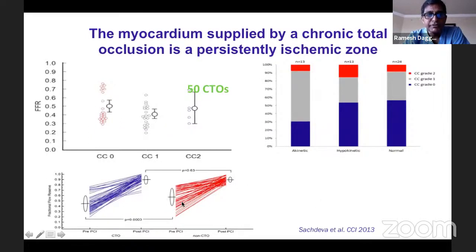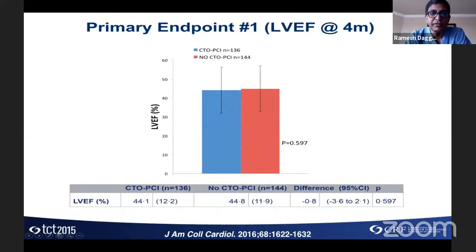This is from Raj Sachdeva's trial, where he looked at essentially FFR. We think that with well-developed collaterals versus poorly developed collaterals, the FFR is really going to be hugely different. Unfortunately, that is not true. This is only in a small number of trials, but it doesn't matter whether the collaterals are well-developed or not. The CTO vessel is causing ischemia. So that's the big bottom line of this paper: anytime you see a CTO, please don't think that it is not ischemic because the collaterals are so well-developed. It is still ischemic.